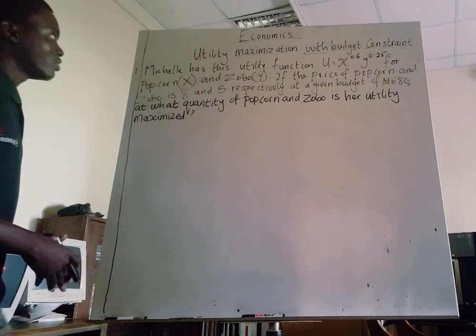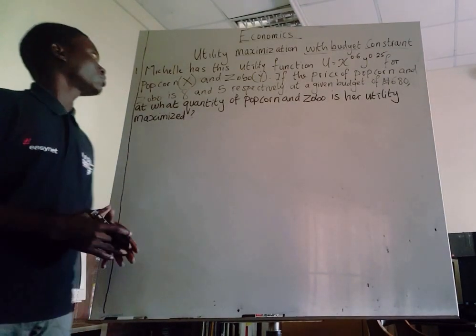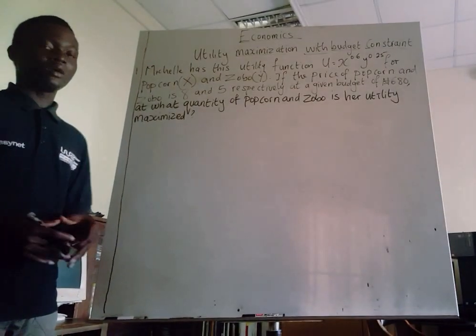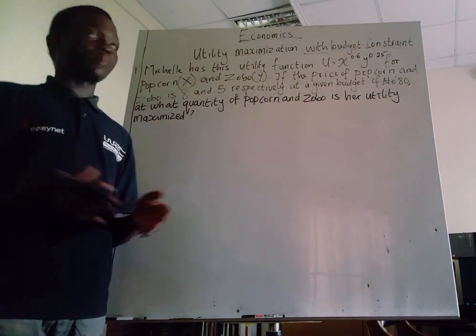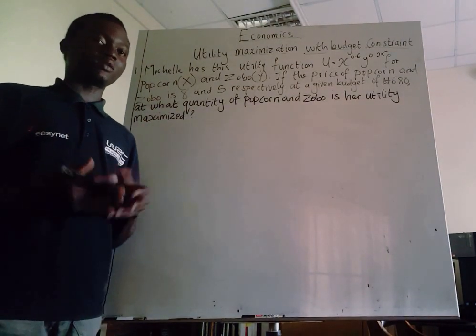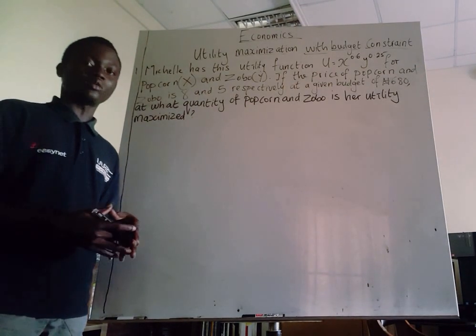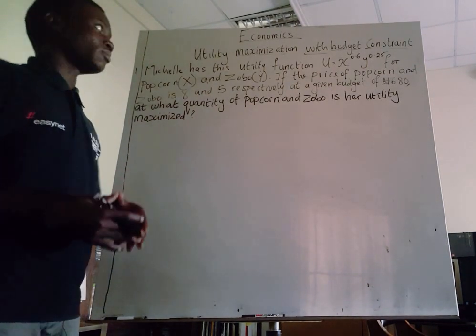Today we shall be talking on utility maximization with budget constraints. Yes, utility maximization with budget constraints. Okay, so we know from our previous classes that a consumer maximizes his or her utility when the ratio of the marginal utility of the two goods that he or she is consuming is equal to the ratio of their prices.